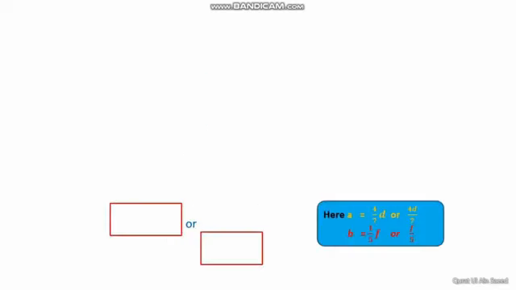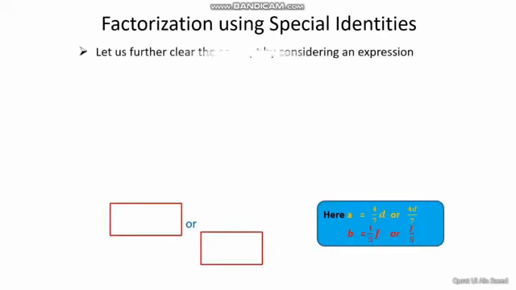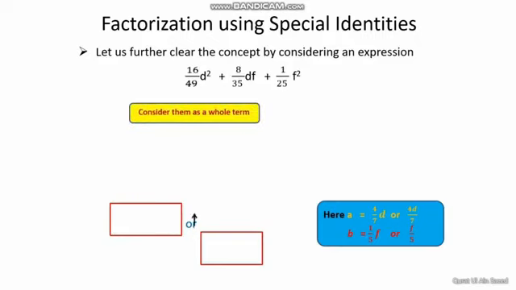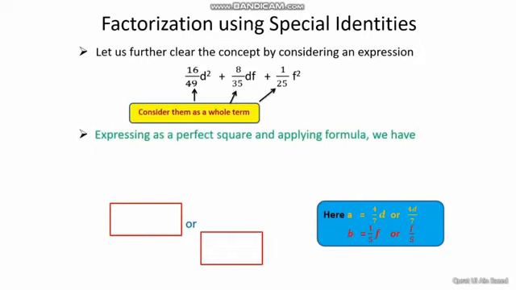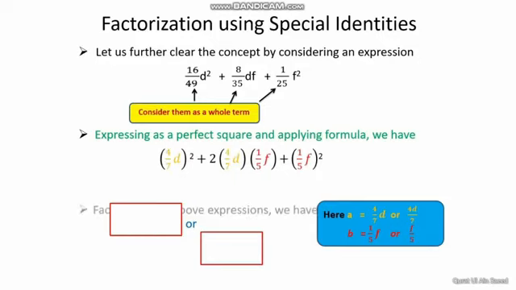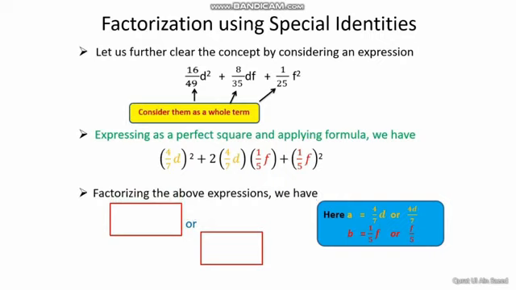To further clarify any ambiguity, let us consider a complex case, which is 16 by 49 d square plus 8 by 35 df plus 1 by 25 f square. You just don't need to panic. Consider them as a whole term, express as a perfect square and apply the formula. The perfect square of 16 by 49 d square is (4 by 7 d) whole square. The perfect square of 1 by 25 f square is (1 by 5 f) whole square, and the 2ab term is 8 by 35 df. This expression will be factorized in either of two ways as (4 by 7 d plus 1 by 5 f) whole square, or if we multiply the numerators we will get (4d by 7 plus f by 5) whole square.